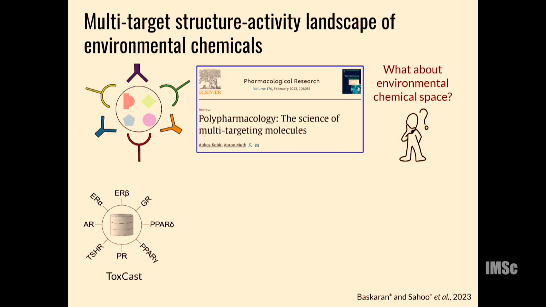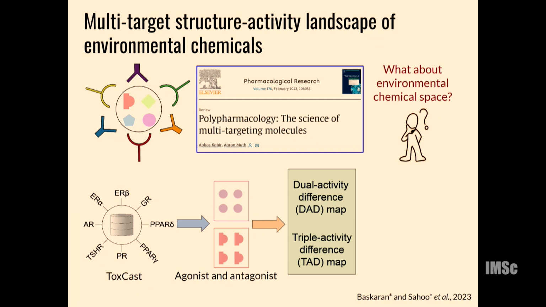So what we have done is we have focused on 8 human endocrine receptors, and we have again collected the corresponding agonist and antagonist data sets, and here we are asking this question: can we find chemicals which are similar, but activity-wise very different with respect to one target, that is a single target cliff, and then with respect to 2 targets and 3 targets correspondingly?